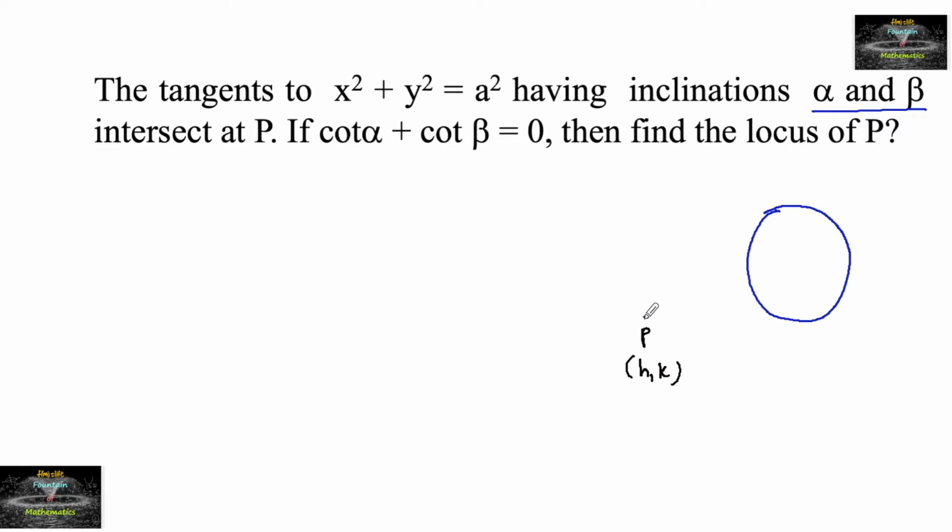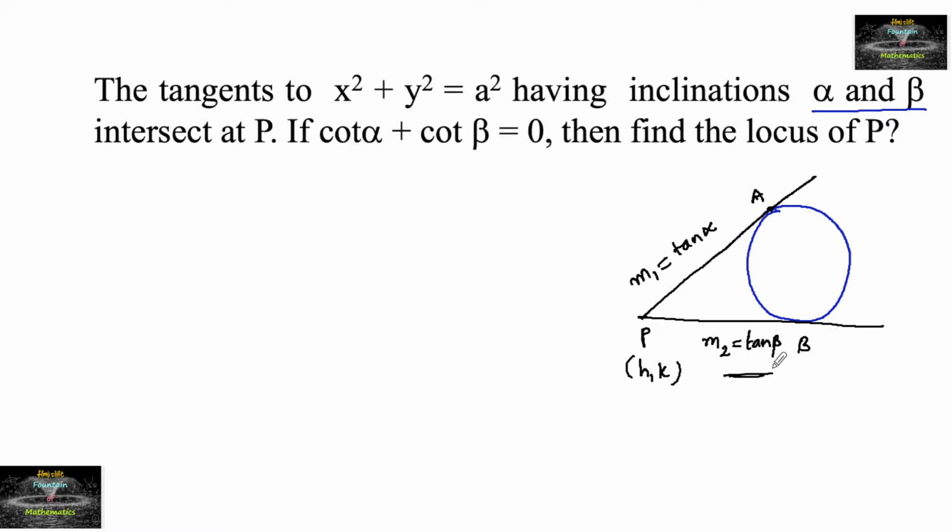Tangents are drawn to the circle. Let's consider these are the two tangents, whose inclinations are alpha and beta, meaning the slope of this tangent can be taken as tan alpha and the slope of the other tangent as tan beta. Okay, m1 and m2 are the slopes. If cot alpha + cot beta = 0, then find the locus of P. So let P be the point (h, k).